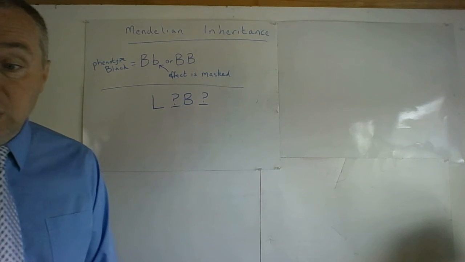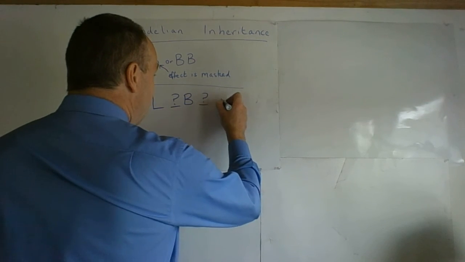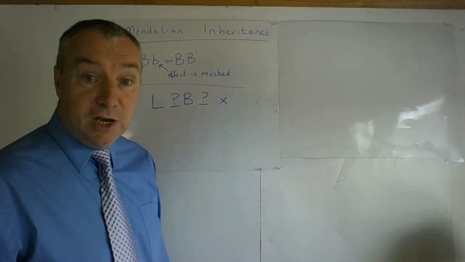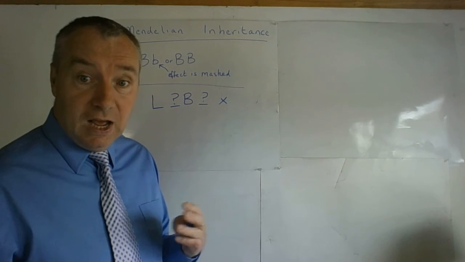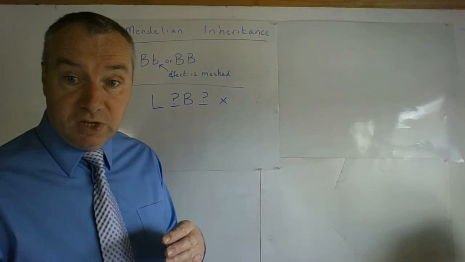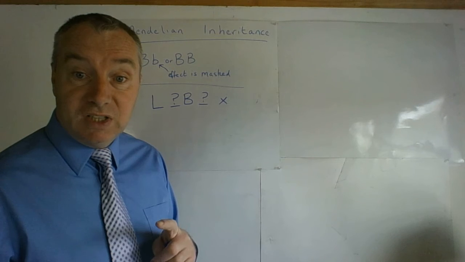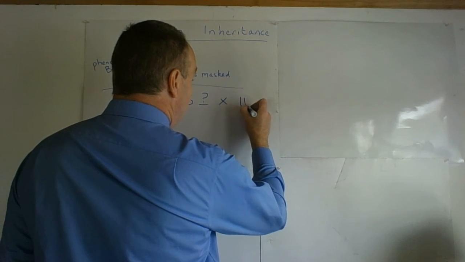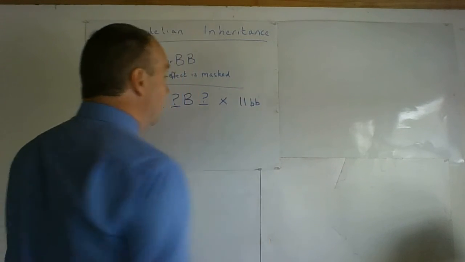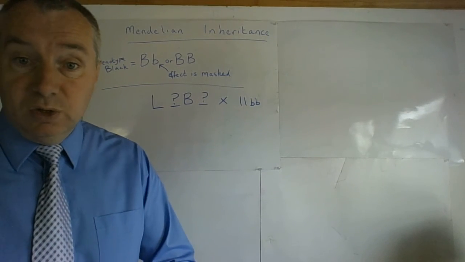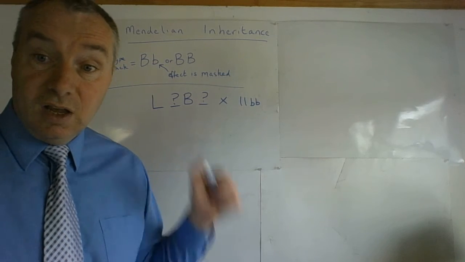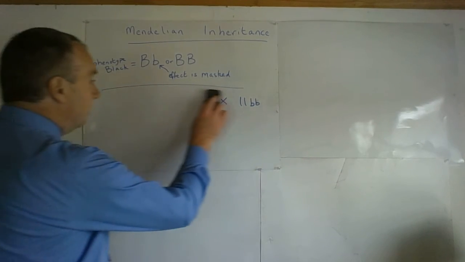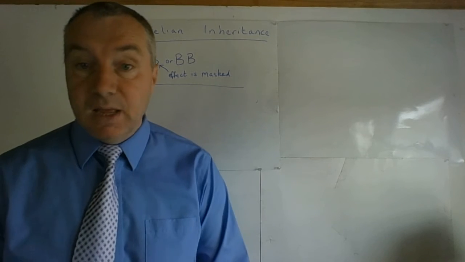So what you've got to do is a test cross. And with a test cross, the only way you're really going to find out what he is is by using a known. So a good known would be a completely recessive one. So one that's recessive for coat color and length, and that would be llbb. And that's how we do a test cross. You always use a recessive for a test cross to find out the alleles in a dominant, because that tells you what they are.